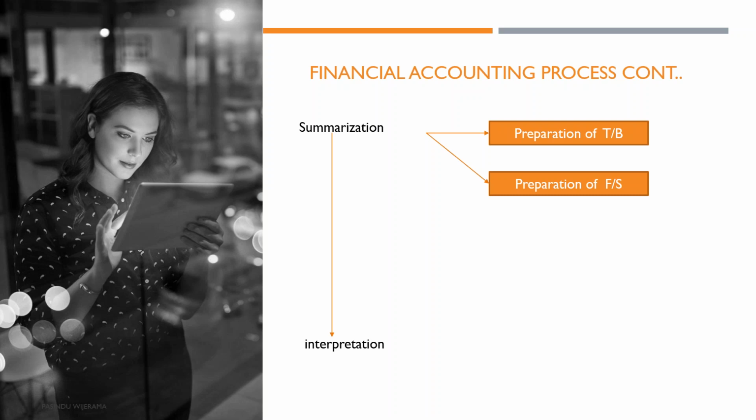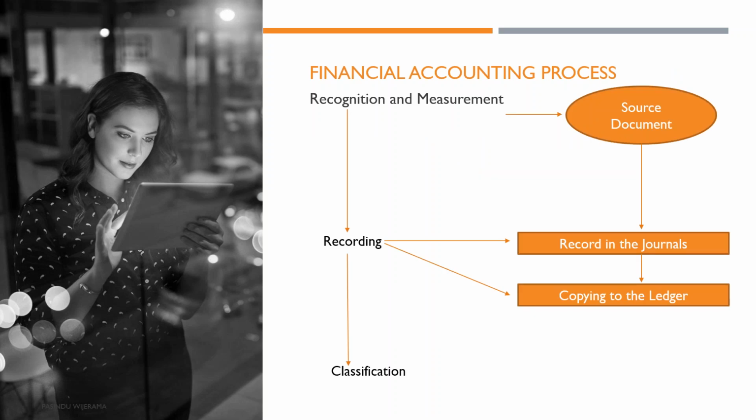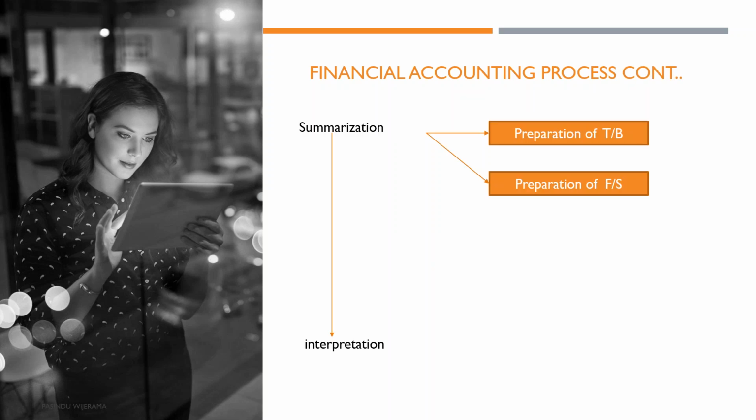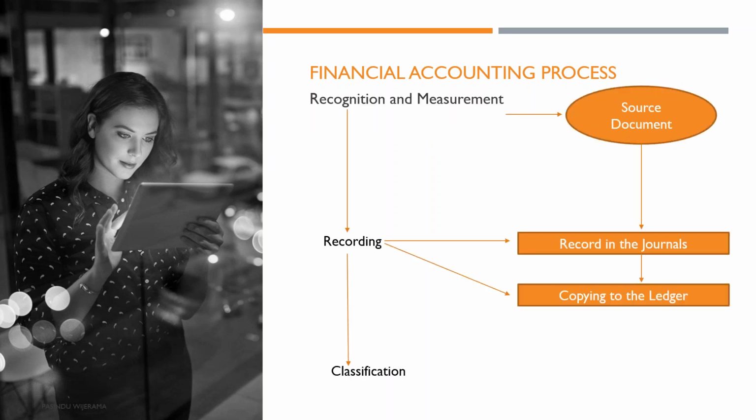I believe that you all have done this. Now, if I ask you to arrange these functions, source document, journals, ledger, trial balance, and the financial statement, what is the order?